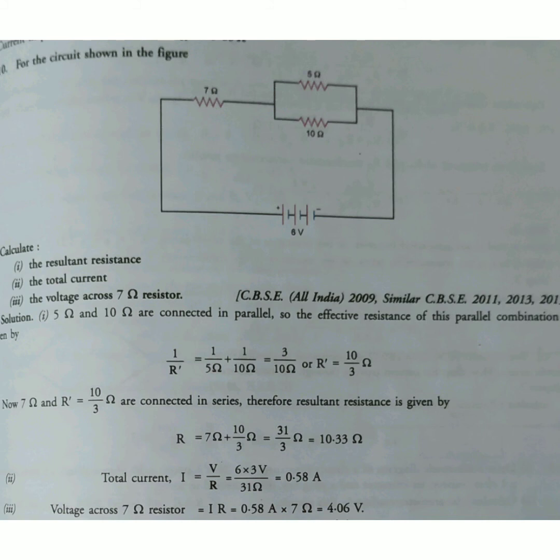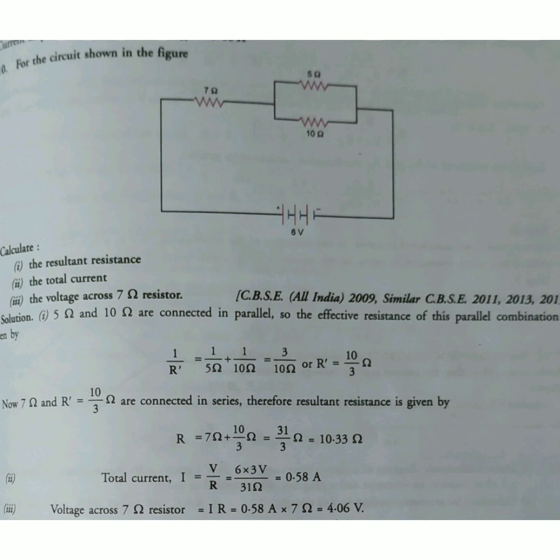So what is the next? Total current. So what is total current? V is equal to IR, Ohm's law, and put the values and you will get it. Voltage across 7 ohm. So we know it, V is equal to IR. So we have to use this according to that. So you will get in this way the answers of all the questions.